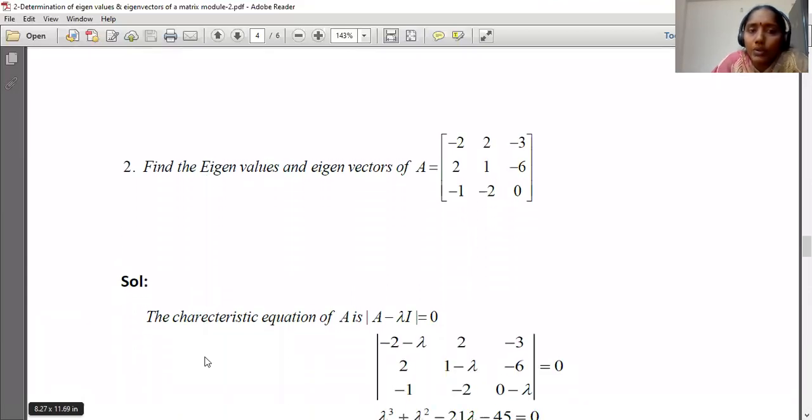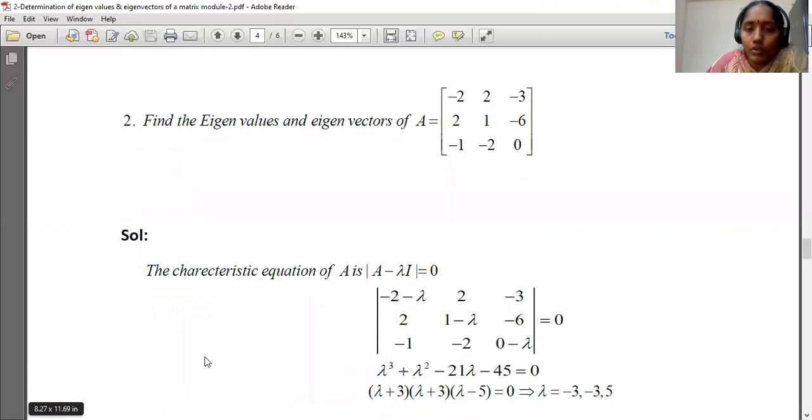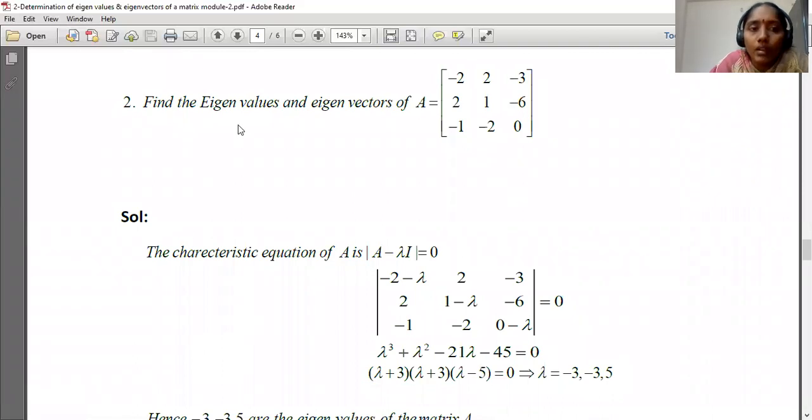So find eigenvalues and eigenvectors of A. See here, observe this, the eigenvalues of a matrix may or may not be distinct. For some matrices, the eigenvalues are distinct. For some matrices, the eigenvalues may not be distinct, maybe equal roots. Okay. So let us move to one example. Find the eigenvalues of this matrix. First, find the characteristic equation, which is determinant of A minus lambda I is equals to 0. Just find the determinant.